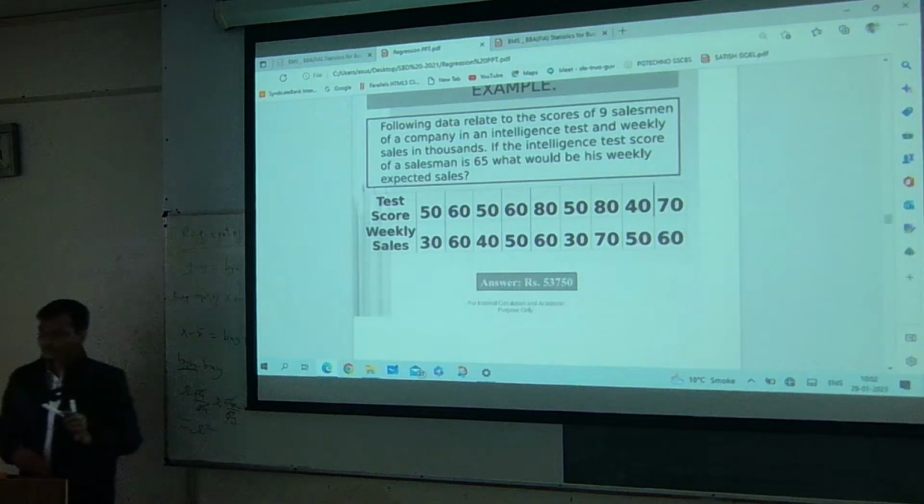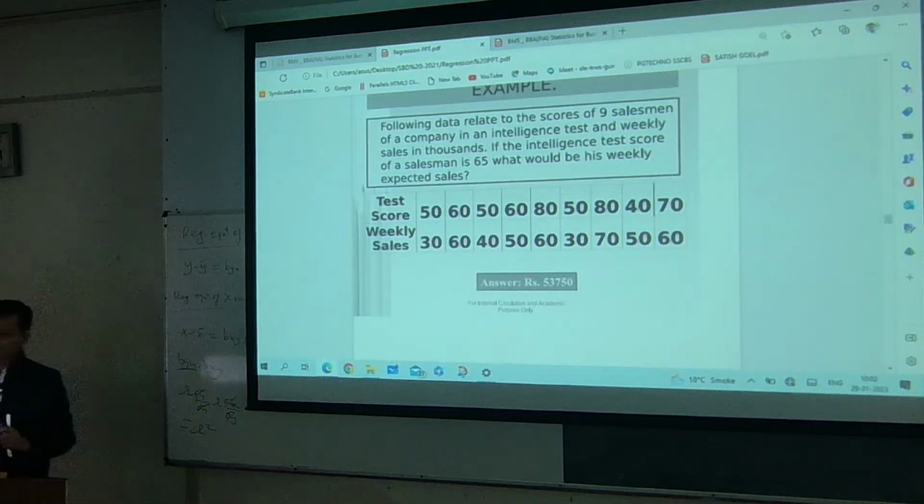Okay, and then you have to develop your model, you have to find b by x and a, and then you predict the y value for a given x. Finally, the answer I have written here, so you can do that. Okay, and you can check your answers. Is it clear?